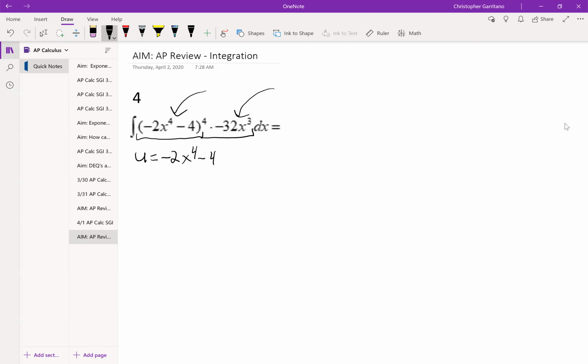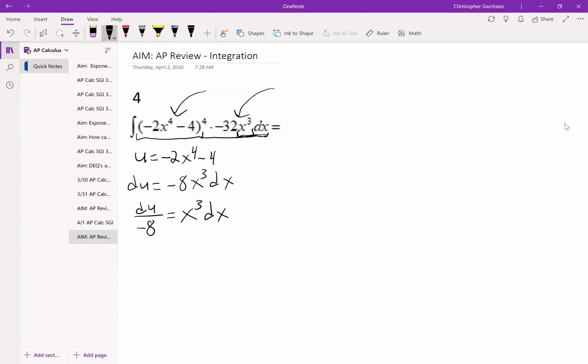And from here, of course, I need to differentiate. So I have du is equal to negative 8x to the 3rd dx. Now, this is not exactly what we have on the outside, but I do have an x cubed dx over here, which I can replace with something. I'm just going to move the negative 8 over to the other side. So I have du over negative 8 is equal to x cubed dx.